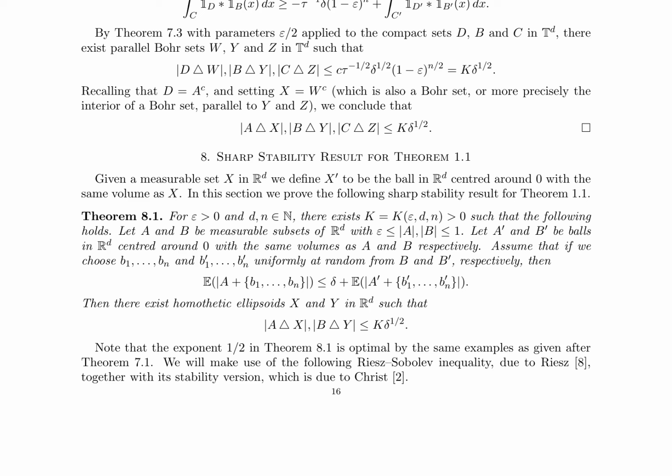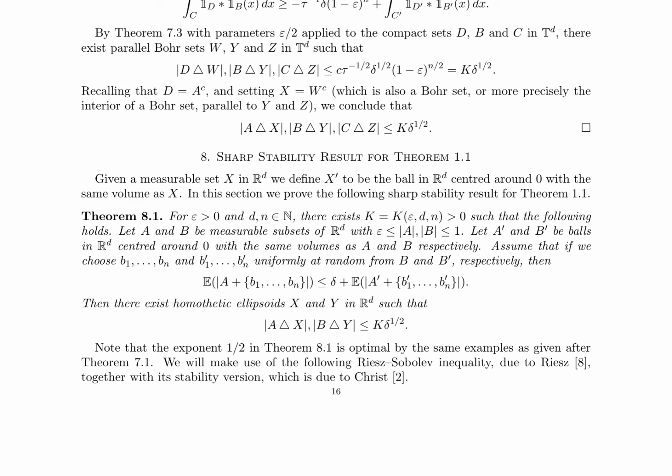A sharp stability result for theorem 1.1 is then introduced, stating that for epsilon greater than 0 in D, n element of n, there exists k equals k, epsilon, D, n, greater than 0 such that for measurable sets A and B in Rho, if the expectation of the sum of A and a random subset of B is less than or equal to delta plus the expectation of the sum of A and a random subset of B, then there exist homothetic ellipsoids X and Y in Rho such that the symmetric difference between A and X, and B and Y, respectively, is bounded by k delta squared.